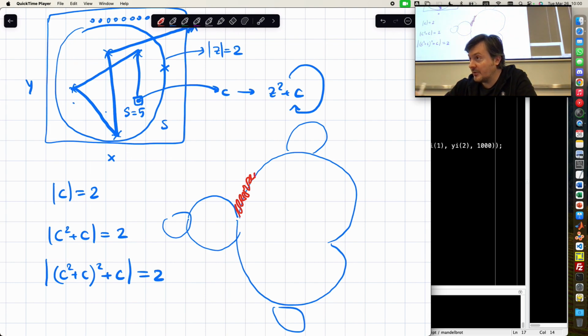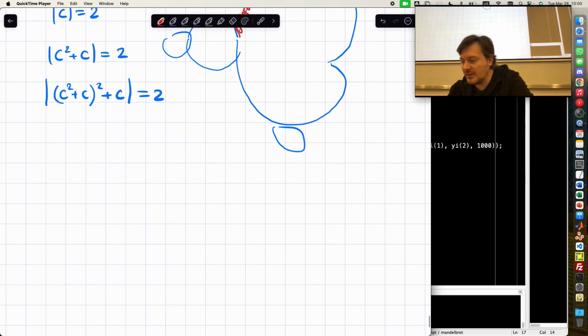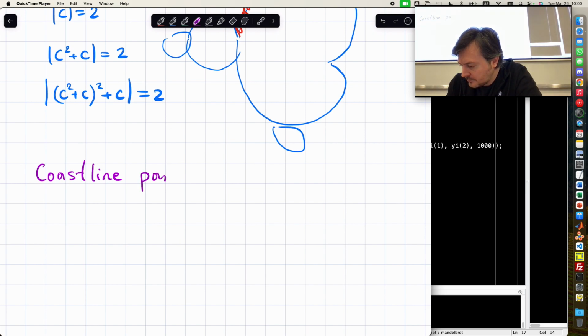The dimension of the coastline is 2. It's so in and out that the fractal dimension, that's what you are asking, right? The Hausdorff dimension is 2. But we will come to that. So we need to understand these intricate coastlines, and let me give you this coastline paradox.